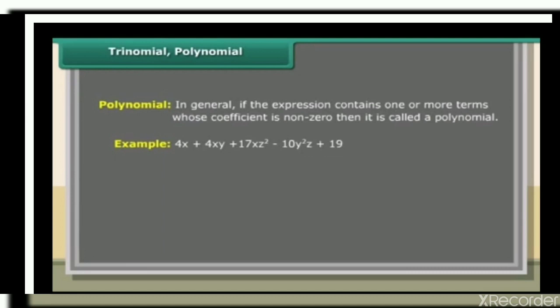So in general, if the expression contains one or more terms whose coefficient is non-zero, then it is a polynomial. For example, 4x plus 4xy plus 17xz square minus 10y square z plus 19.